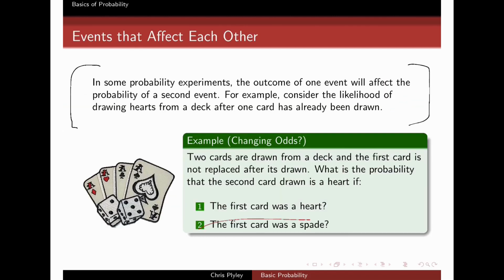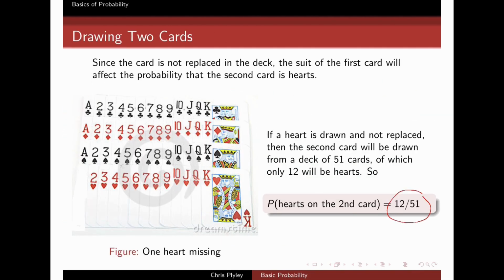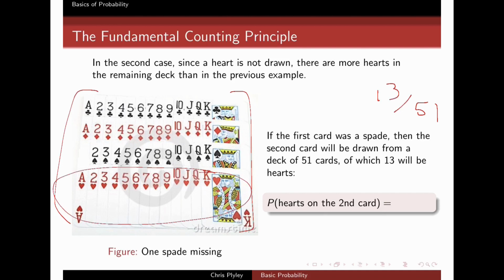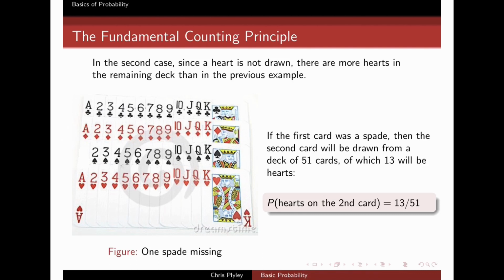Similarly, you could look at the second question. If the first card was a spade, now what's the probability that the second card drawn will be a heart? Looking at the same situation, if the first card was a spade, then I'm still drawing from a deck on my second pull with 51 cards in it. And out of these 51 cards, how many correspond to hearts? Well, the answer is 13, because now I have my full collection of 13 hearts in the remaining deck, but I'm missing one spade. So if that first card was a spade rather than a heart, my probability of pulling hearts on the second card is 13 out of 51.